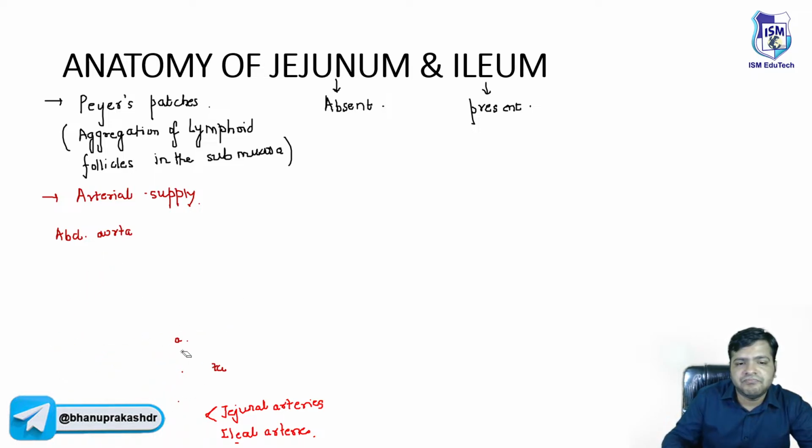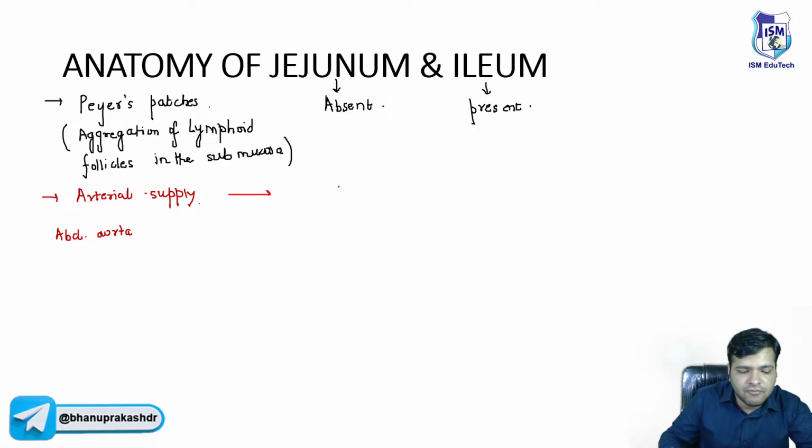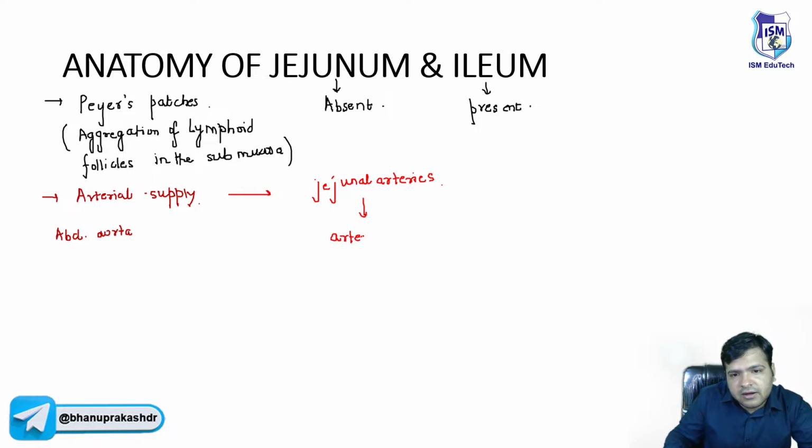No need to draw it. So, a quick recap. Remember, the arterial supply to the jejunum is via jejunal arteries, and these arteries will combine to form arterial arcades. And these arterial arcades will give off straight branches that are called vasa recta. Now I will show you.